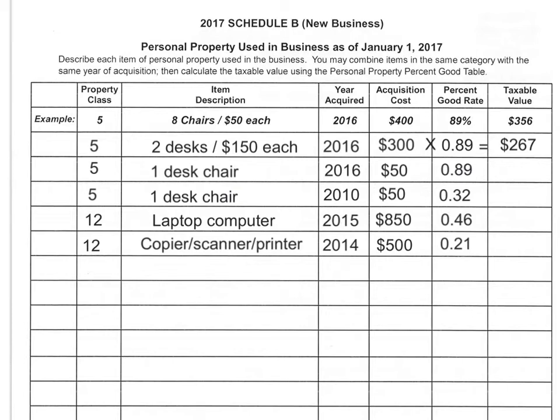We're now going to multiply the acquisition cost of each item by the percent good to get the taxable value. As you can see from this example, the taxable value of each item has been calculated. In the next slide, you will notice we've moved the values down. This is just for demonstration purposes so that you can see where to put your total.